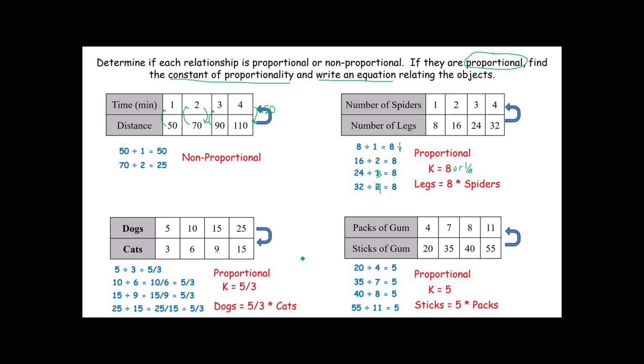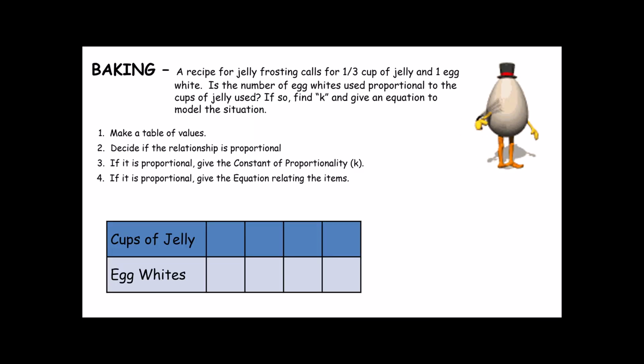Doing okay? All right, let's put it all together now. A recipe for jelly frosting calls for 1/3 cup of jelly and 1 egg white. Is the number of egg whites used proportional to the cups of jelly used? And if so, find K and give an equation to model the situation. Notice there are 4 steps here given to you. Make a table of values, decide if it's proportional, and if it is, find the constant of proportionality. If it's proportional, give the equation relating the items.